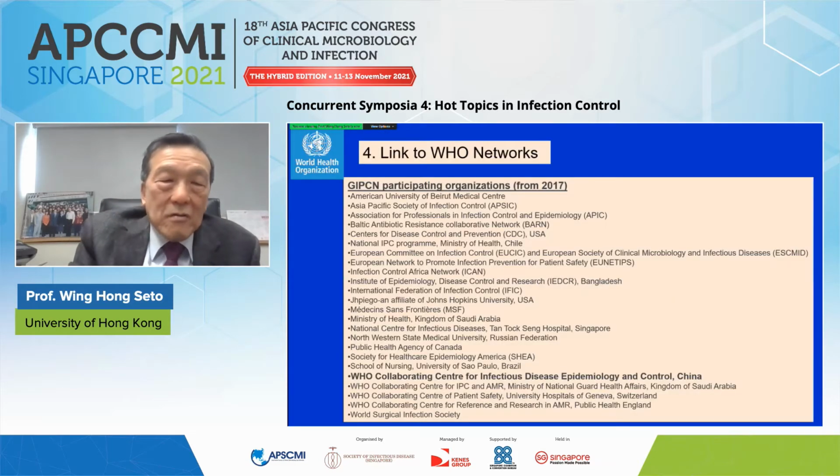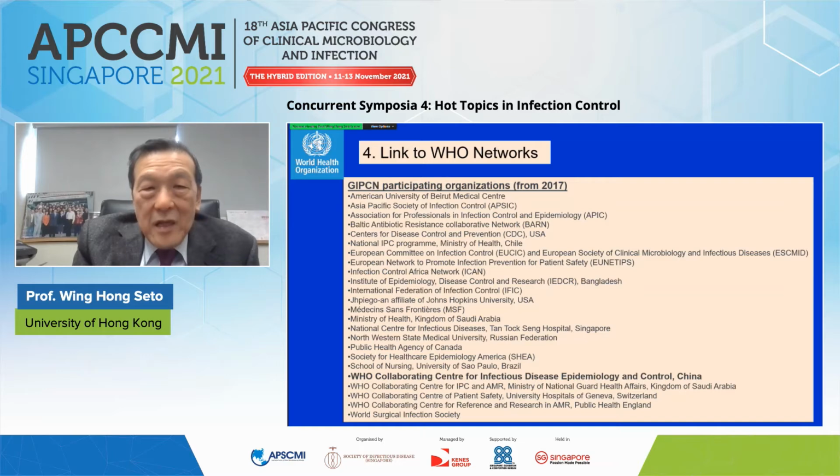Okay, now, the fourth way. The fourth way is networks. So if you are interested, there is this thing called GIPCN. It's very much a Global Infection Prevention and Control Network.